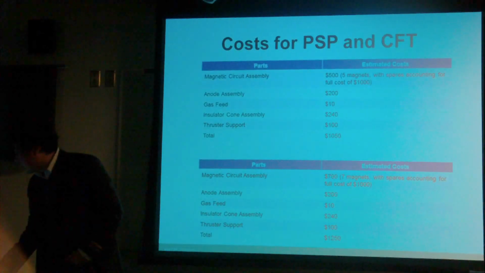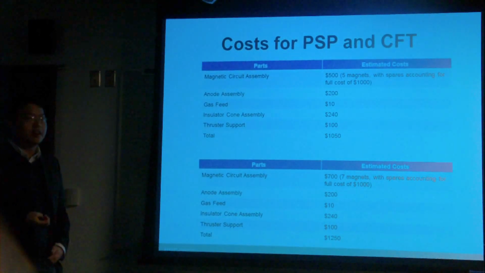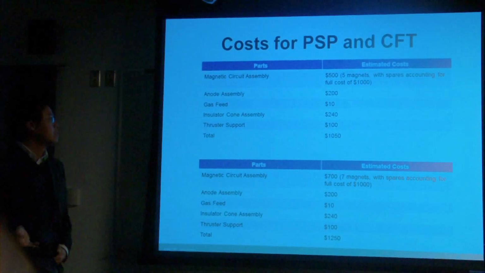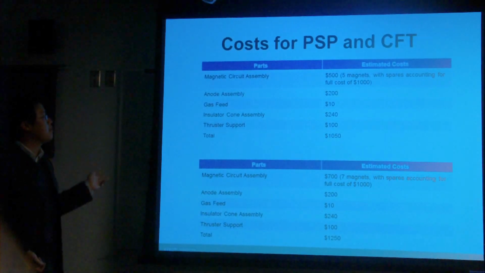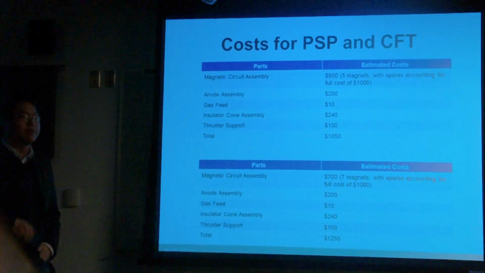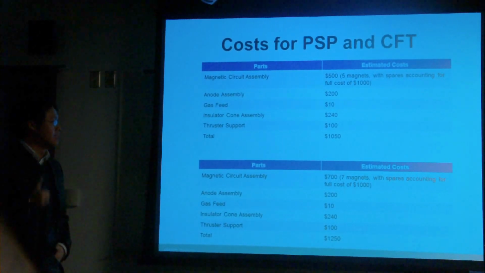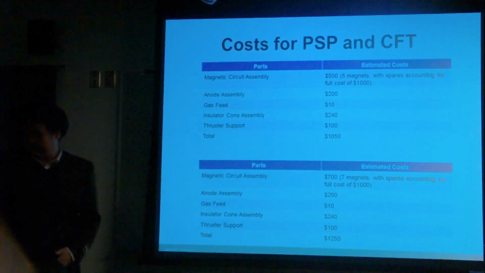Based on the magnetic circuit assembly that I described just now, and also the cost of the boron nitride solid piece, we were able to get this cost estimate for both designs to around $1,000 for both designs, $1,200, which is well below what I originally projected for both designs. So success in that regard, I guess.